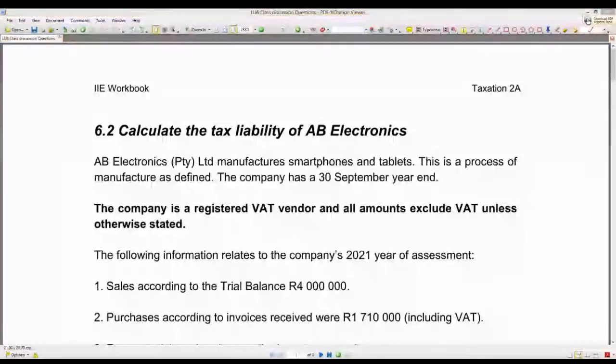Okay, can you guys see the PDF on your screens? Can you guys see the PDF before I continue?